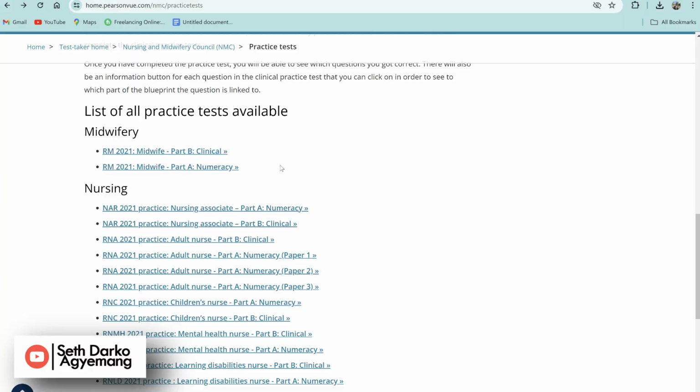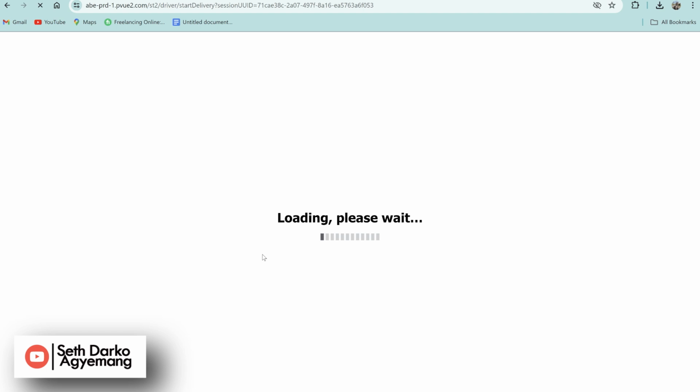Now you can see that I've got different CBT types as I explained earlier. We've got that for the midwife. So if you're a midwife, you can see how the clinical looks like and how the numeracy looks like as well. And if you're a nursing associate, you've got a couple of samples you can look at. And if you're an adult nurse, we're going to look at one adult nurse CBT. So let's click on the numeracy and see how it is structured. I'll leave the link in the description box if you want to jump onto this website.